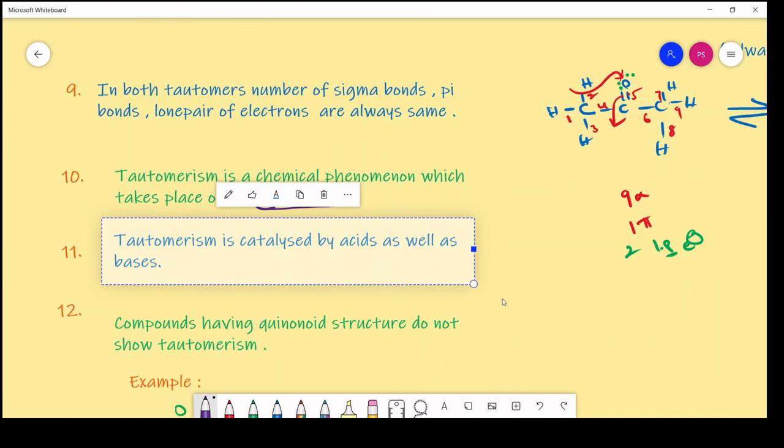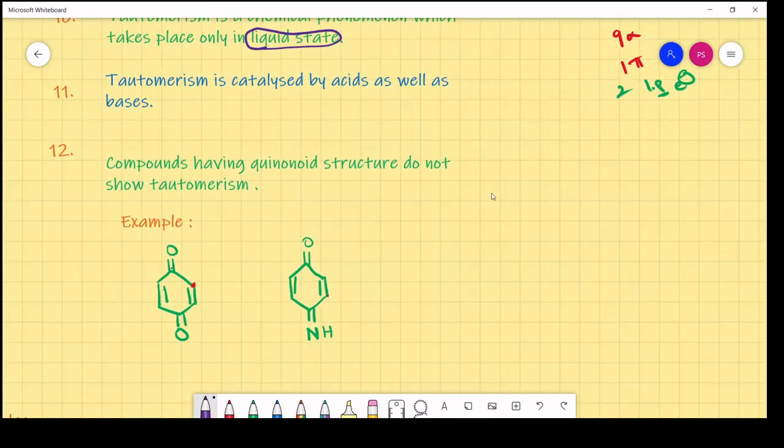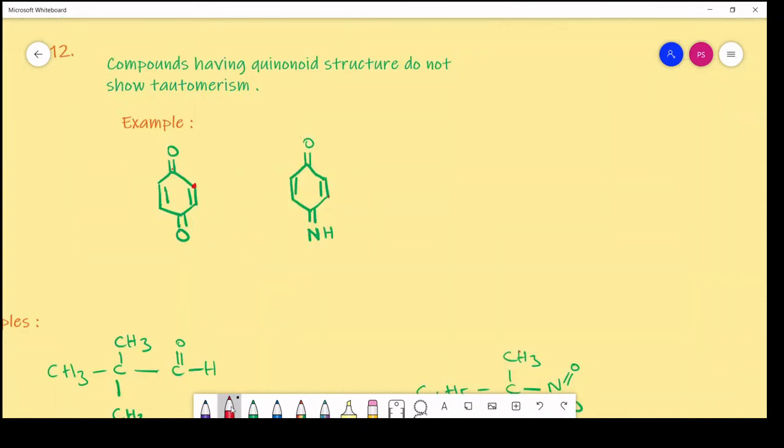And the next very important point, this is from the competition exam point of view. So 12th point is, what is that? Compounds having finite structures don't show tautomerism. Okay, so compounds having finite structure don't show tautomerism. These structures are called finite structures.